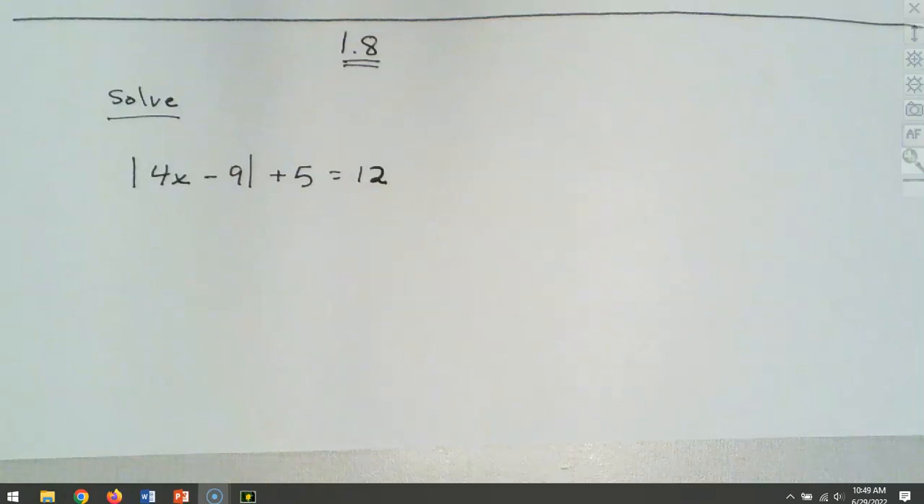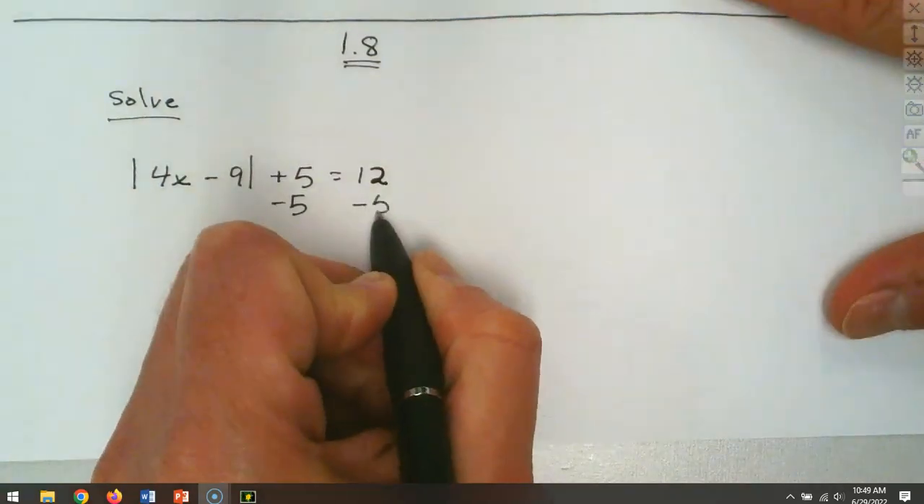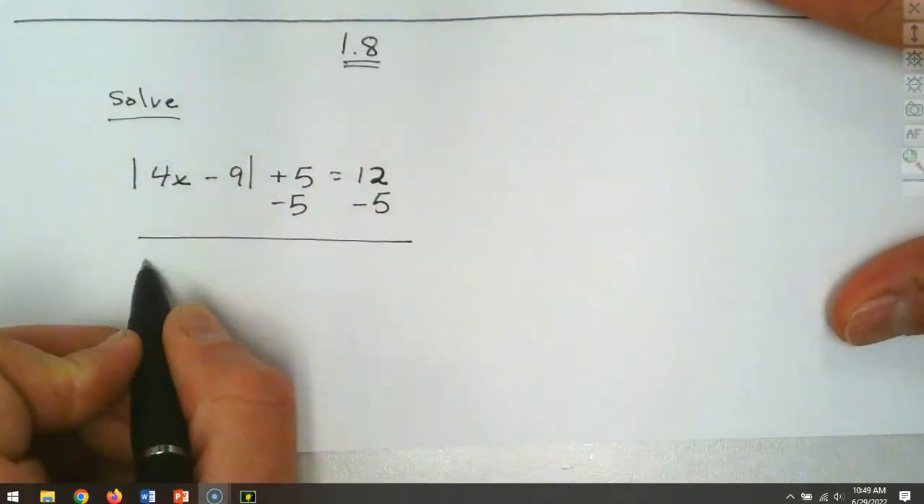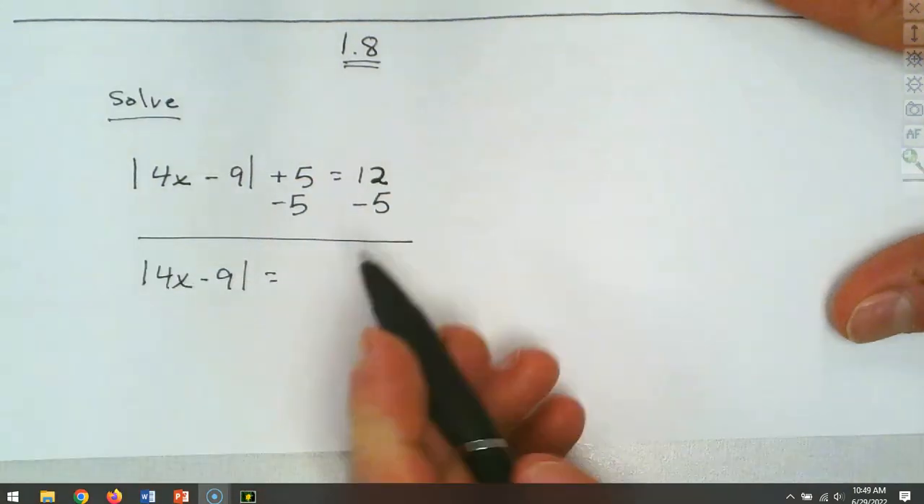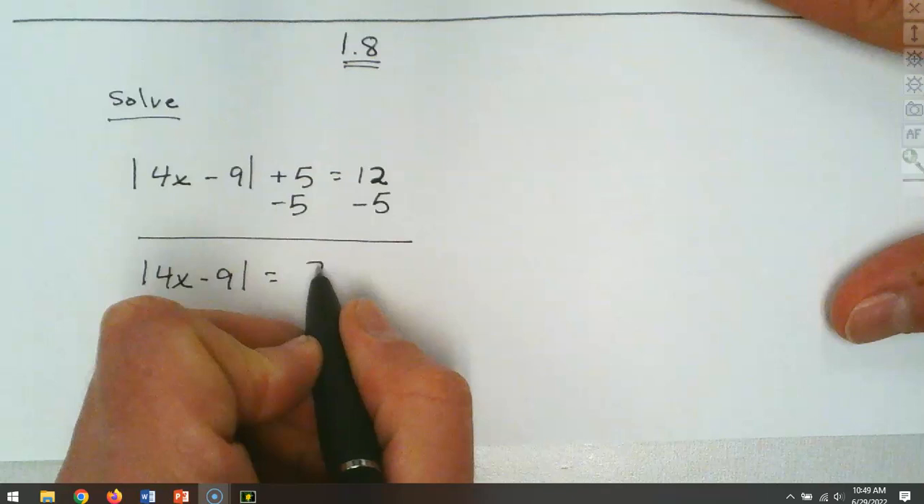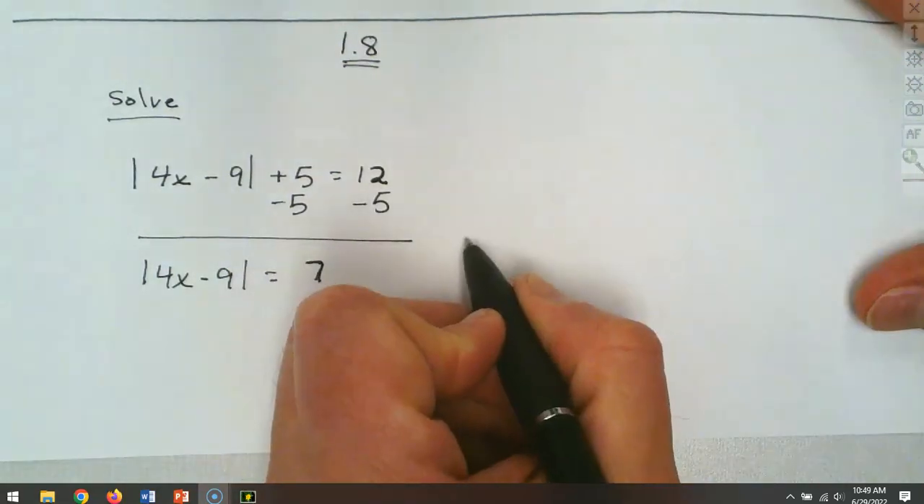And if you remember also for these absolute values, you have to make sure that the absolute value is by itself. So this 5 is not part of the absolute value, so that 5 has to be subtracted off because you have to get the absolute value by itself. And 12 minus 5, that makes it a 7. So you have to first isolate the absolute value.